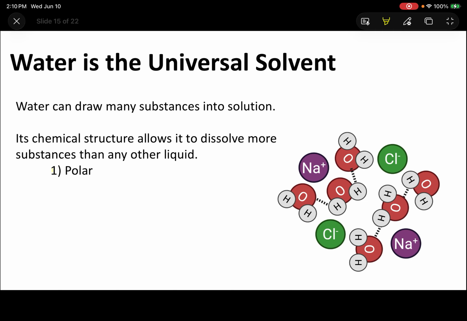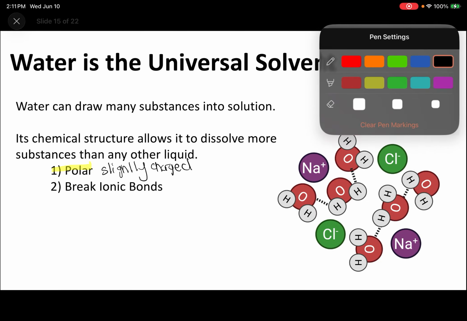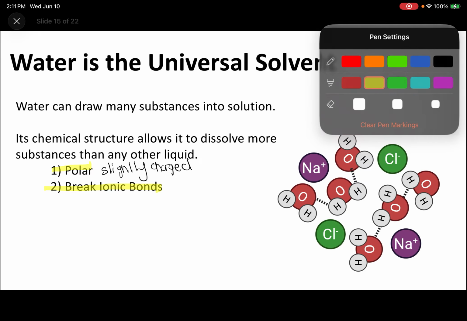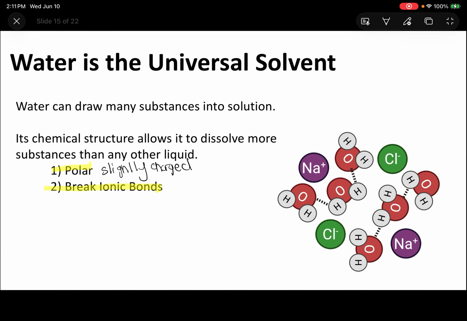The first is that water is polar. Remember, what does polar mean? It means that it is slightly charged, okay? Slightly charged. Because it is slightly charged, it can then dissolve other charged molecules. Because of this, water can break ionic bonds. Remember, ionic bonds form between two charged atoms, like something like salt, sodium and chloride. So if I poured salt into water, the water would be able to break these apart and separate them, as you can kind of see in this image here.